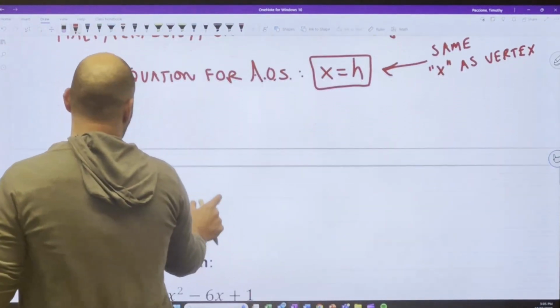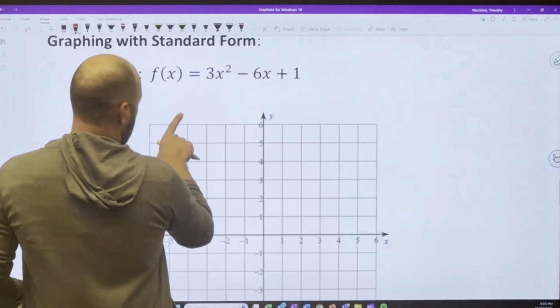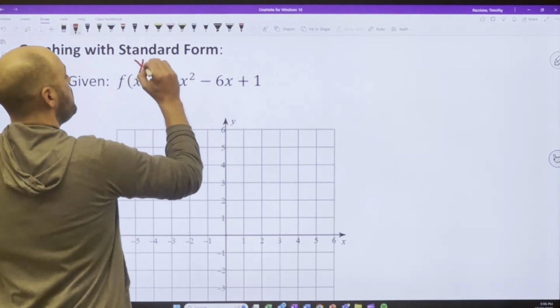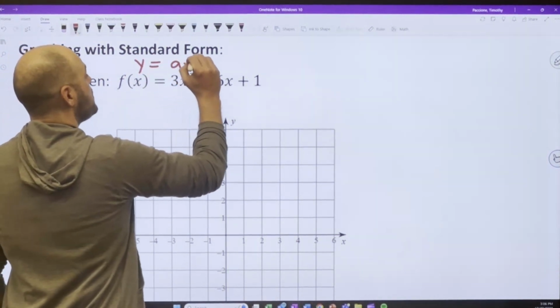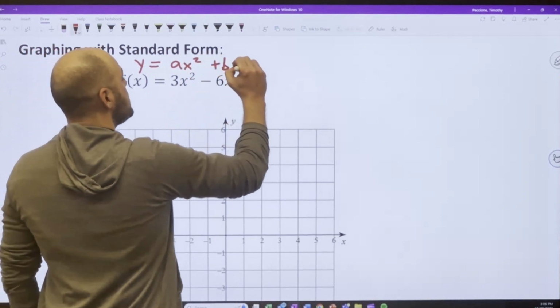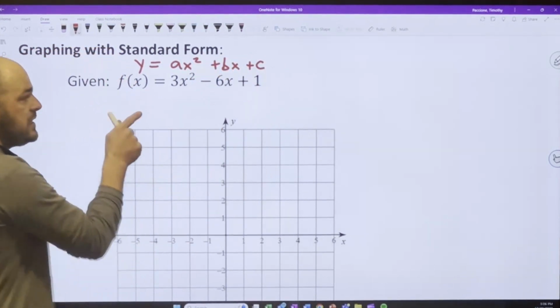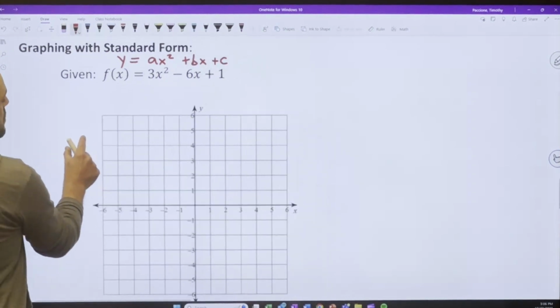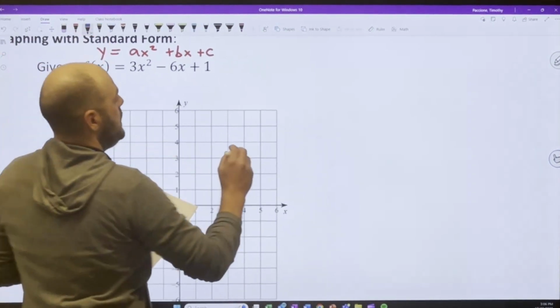So, graphing in standard form. Okay, so first of all, we got to recognize that it's in standard form, right? Well, we can see, this is in standard form because it's kind of like that y equals ax squared plus bx plus c. So I've seen now that it's in standard form. Now I know I got to use my tools, my steps for graphing in standard form, which I'm about to give you, okay? So, here are your steps.